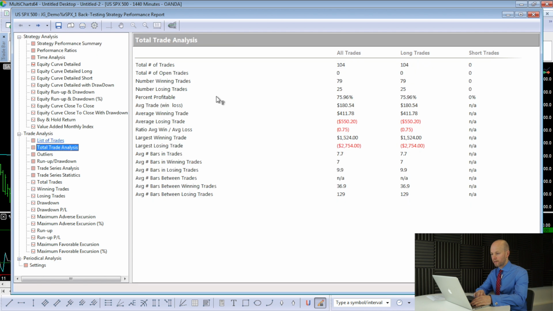Look at the total trade analysis. We've got 104 trades, pretty accurate at 75%, average trade 180. And I said earlier, we're averaging about 7 to 8 days in the trade. So that's the daily mean reverting type strategy. Next one, we're going to be looking at the weekly buying breakouts.